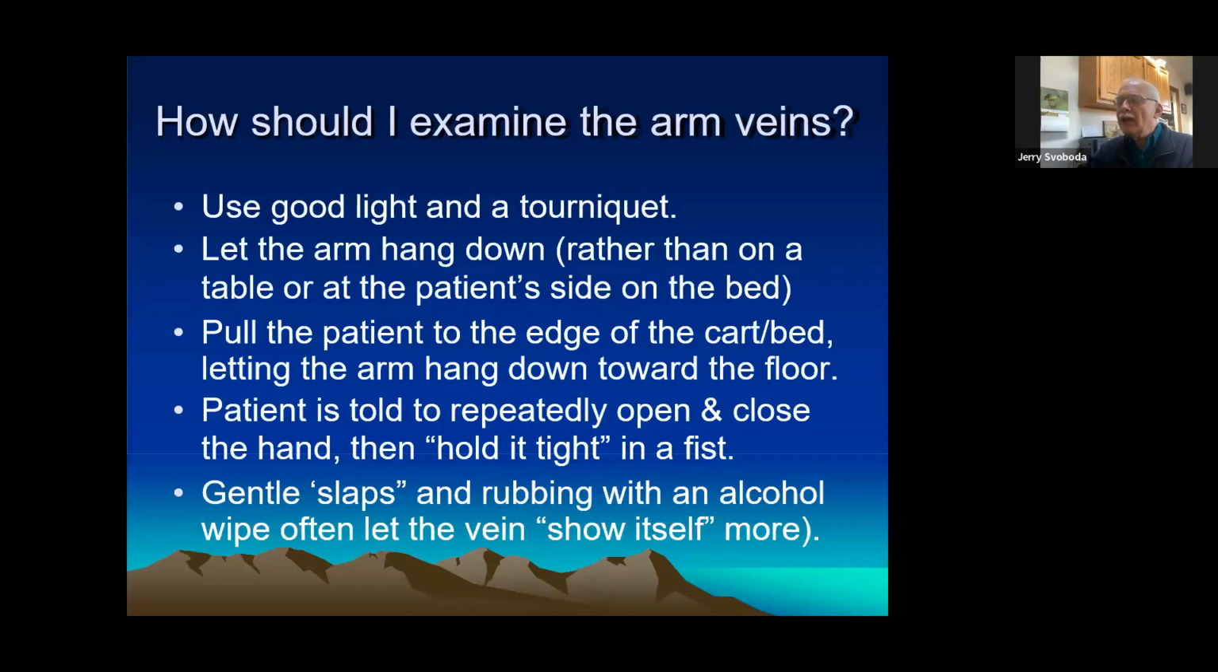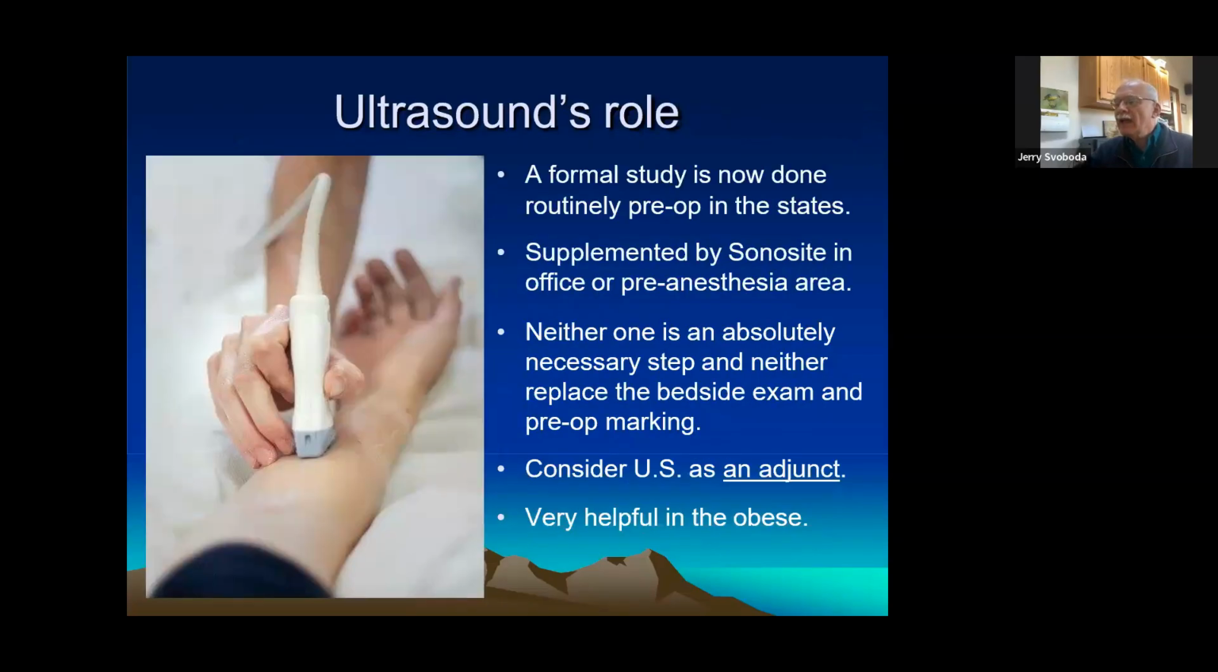So pulling the patient to the edge of the cart or bed and letting the arm hang down toward the floor is a good idea. You don't have to have the patient recumbent. Having them be examined in a chair is perfectly fine and maybe preferable. With the tourniquet on, they can open and close their hand several times, and gentle slaps by the examiner of the arm and the veins and rubbing with an alcohol wipe are often tricks that let a vein stand out more.